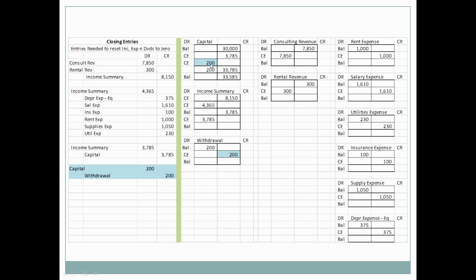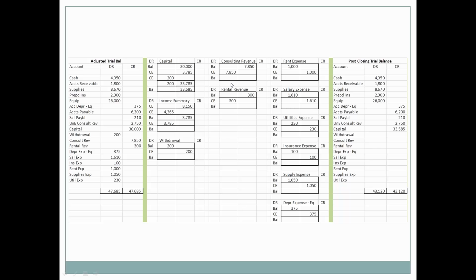And now our second closing entry to capital will be to debit capital. So now we have these as our total debits to capital, these as our total credits to capital, and our ending balance in capital will be $33,585. So let's look at how that looks with reference to the post-closing trial balance.